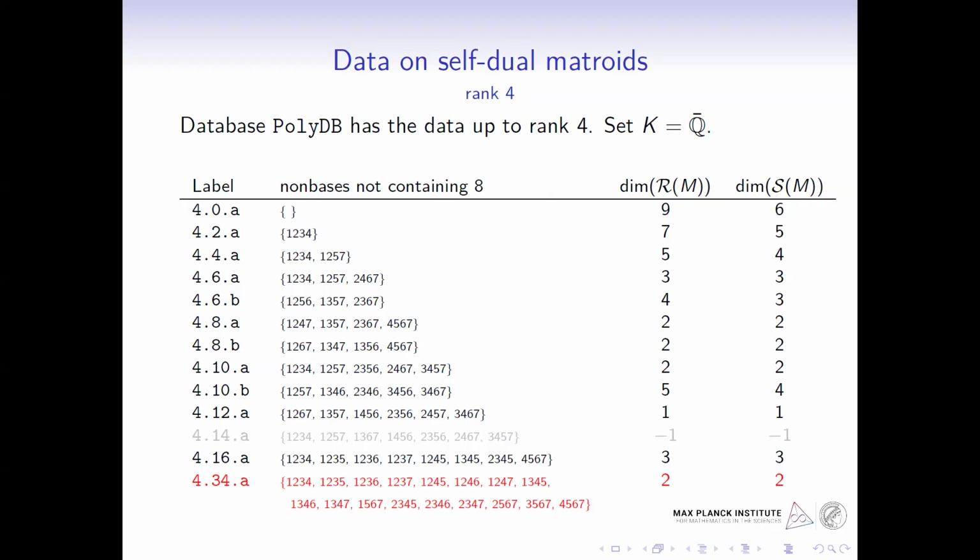The question is, when the dimension is the same, are the realization spaces actually the same? In rank 4, yes. We computed Gröbner bases, and we see that when the dimensions agree, the Gröbner bases give the same variety.